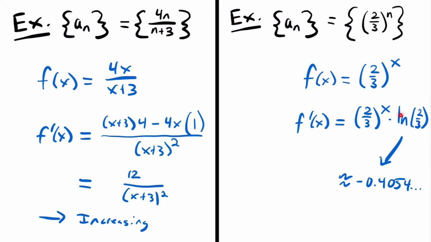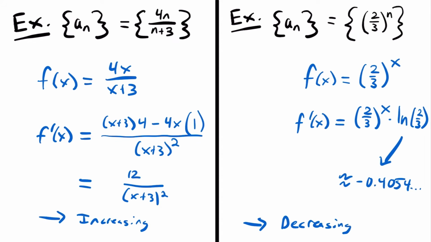And so this constant multiple of the natural log of 2/3 is actually a negative value, and so that means that we're multiplying that negative value by the result of 2/3 to the power of x. And so since this is always going to be positive, and we're multiplying it by a value that is always negative, then this whole derivative is going to be negative for all values of x. And so what that means is that since the first derivative is always negative, our sequence is decreasing. Okay, and so that's another way to come to that same conclusion, that our sequence is decreasing.